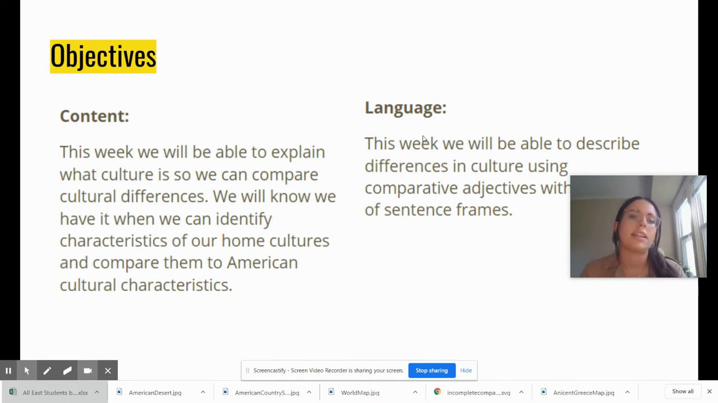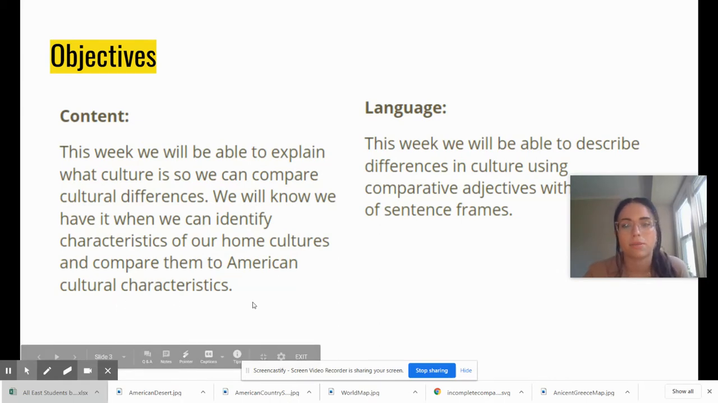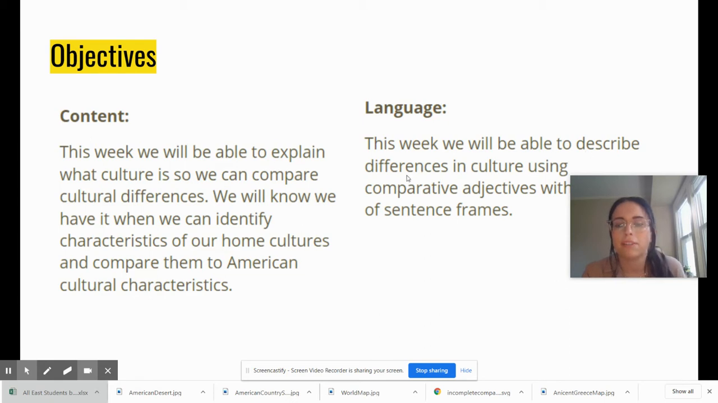Our content and language objectives for this week are as follows. This week we will be able to explain what culture is so we can compare cultural differences. We will know we have it when we can identify characteristics of our home cultures and compare them to American cultural characteristics. This week, we will be able to describe differences in culture using comparative adjectives with the help of sentence frames.